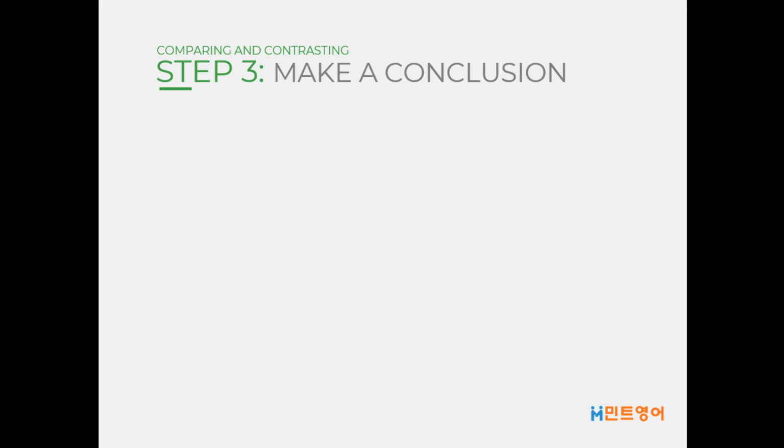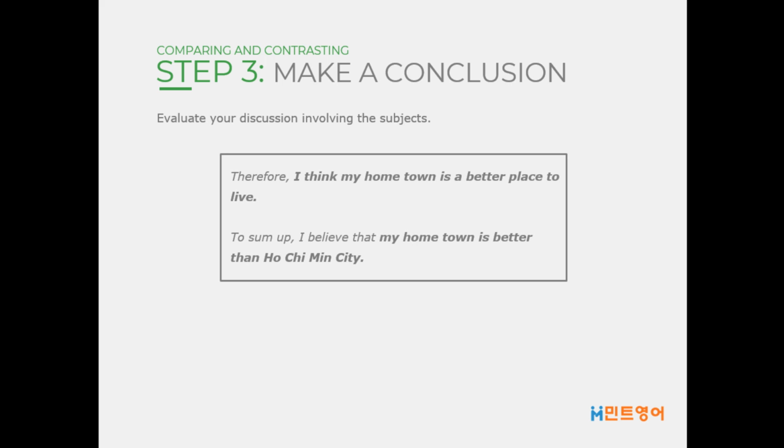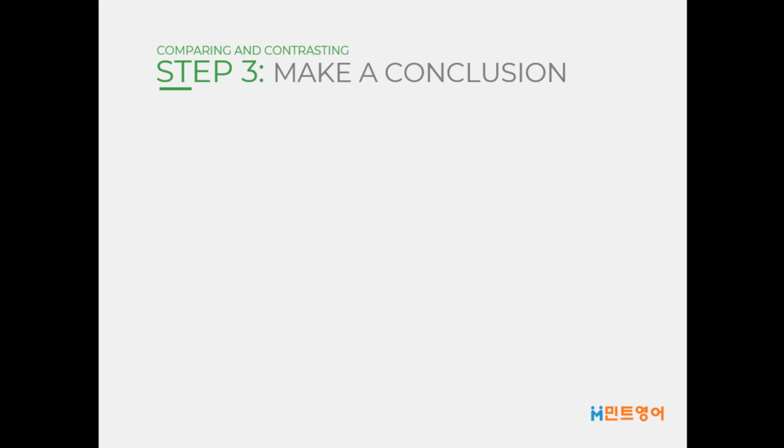The last step is to draw a conclusion from the body of your answer. In this step, you will have to evaluate your discussion involving the subjects. To make it easier, you can think of the questions, which of the two do you think is better? Or, which of the two subjects do you prefer? It's quite similar to giving a subtle opinion about the things you have described. Here are some examples. If you don't feel like giving your opinion, you can also speculate or predict what might happen between the two subjects in the future. Here are some examples.